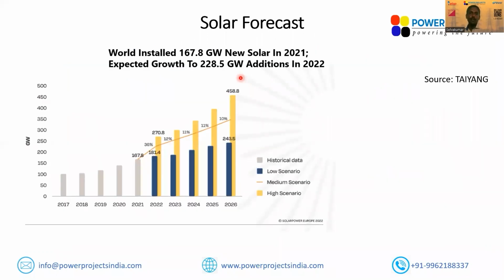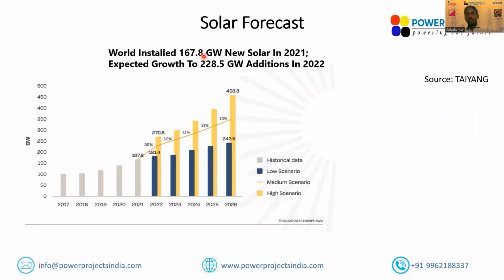And what about the solar forecast? Looking at 2017 and 2021, and where we are in 2022. The world installed about 167 gigawatt of solar in 2021, and that is expected to increase to 228 gigawatt in 2022. So 167 gigawatt is what we have installed, and the plan is about 228 gigawatt in the ongoing year. This is historical data, and blue is a low scenario, this is the medium scenario line, and the high scenario. If we travel along the medium scenario this year, we will install about 228 gigawatt across the globe, right? That's the forecast of solar.